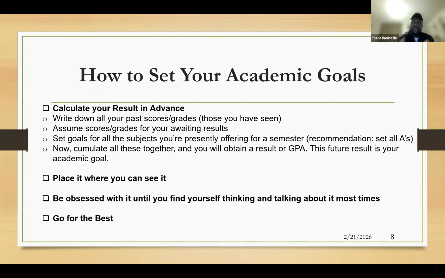For me, during my undergraduate days, at the beginning, on the reading table in my room, I wrote out all the courses I was offering that semester. I pasted it on the wall beside the table where I study, with the score I wanted for each and every one of them, 80, 90, and so on. Every morning, every time I woke up, that's the first thing I saw. I became obsessed with it.